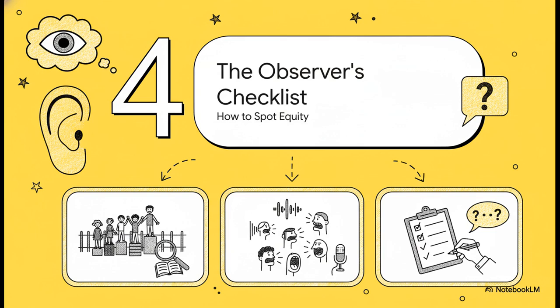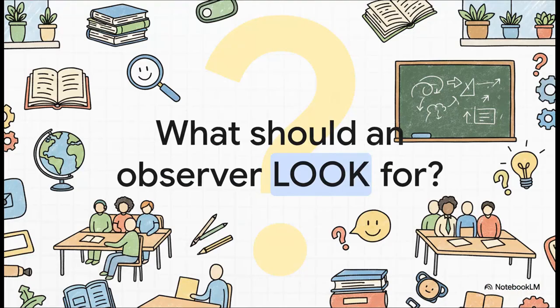We can actually use a kind of checklist, a framework for what to pay attention to. And we can break it down into 3 simple parts: what to look for, what to listen for, and what to ask. First things first, let's just use our eyes. What are the concrete visual clues you can pick up on just by walking around the room?